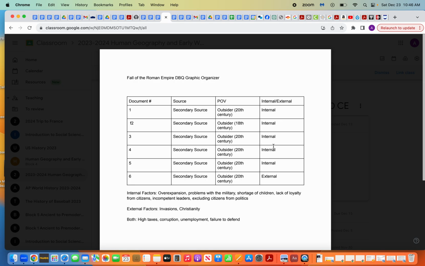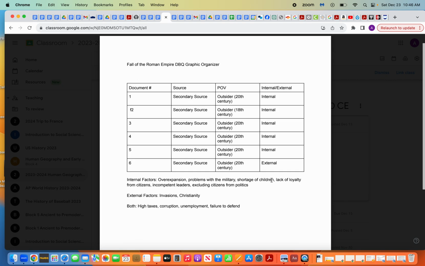Most of the historians we heard from talked about and focused on the internal factors of Rome's fall, with one map at the end really focusing on the external factors. Generally speaking, we define the internal factors as overexpansion, problems with the military, shortage of children, lack of loyalty from citizens, incompetent leaders, and excluding ordinary citizens from politics. The external factors included invasions and Christianity, although Christianity could also be seen as an internal factor. With both, we talked about high taxes, corruption, unemployment, and the failure of the empire to defend itself.